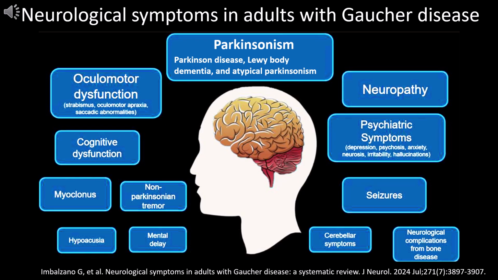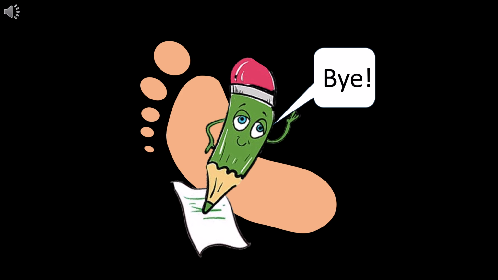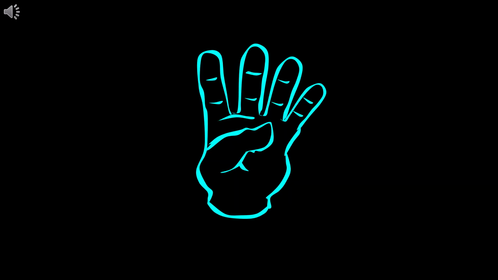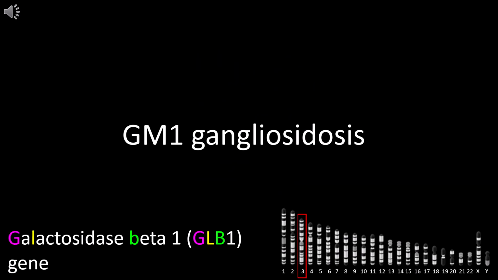Footnote: this figure correlates the size of the rectangles with the frequency of the different neurological findings in adult patients with enzymatic or activator deficient Gaucher disease types 1, 2, and 3. As you see, Parkinsonism is the most often encountered neurological manifestation. Yet just about anything can happen. End of footnote. The next sphingolipidosis we will address is GM1 gangliosidosis.